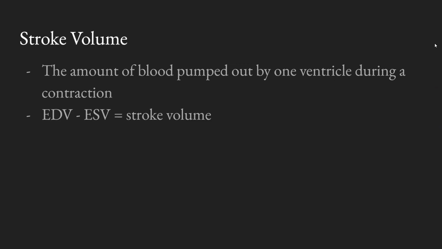The difference between the end diastolic volume and the end systolic volume is going to give you your stroke volume. You can see its definition right here, where the stroke volume is the amount of blood pumped out by one ventricle during a contraction. It's a pretty easy equation.